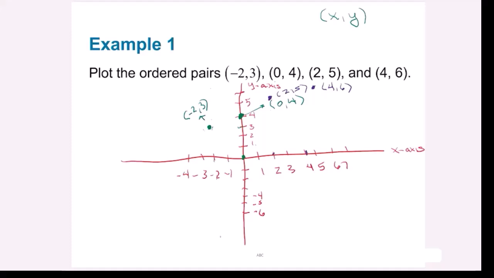Whenever x is positive, I'm going to the right of the y-axis. And whenever x is negative, I'm going to the left of the y-axis. Whenever y is positive, I'm going up from the x-axis. Whenever y is negative, I'm going down from the x-axis.